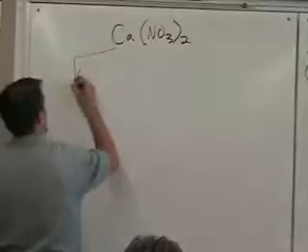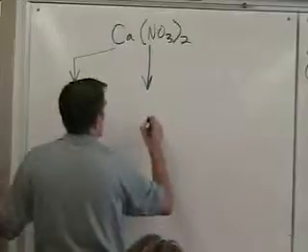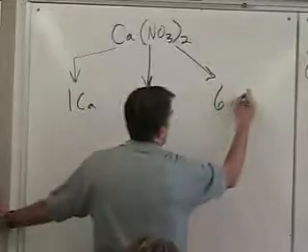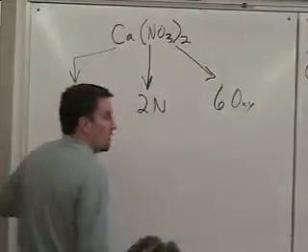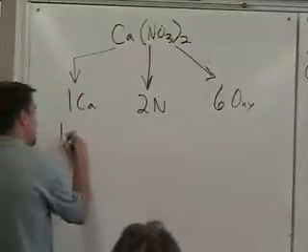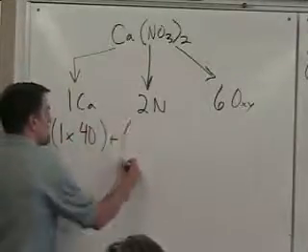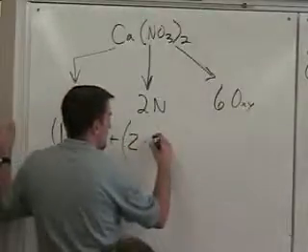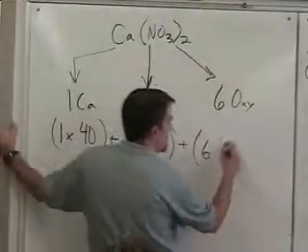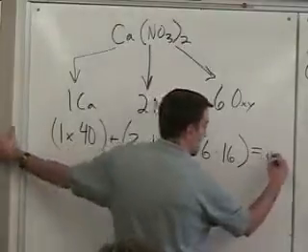How many Ca's do I have? We've already figured this out. 1 Ca. How many N's do I have? 2. How many O's do I have? 6 oxygen, right? Now the next step is to multiply this number by the molar mass. So 1 times, what's the mass of Ca? 40. Plus 2 times, what's the mass of nitrogen? 14. Plus 6 times the mass of oxygen. 16. That is all going to be my molar mass, right?